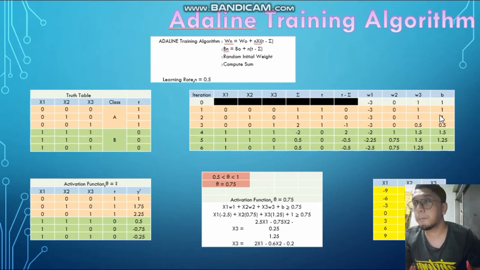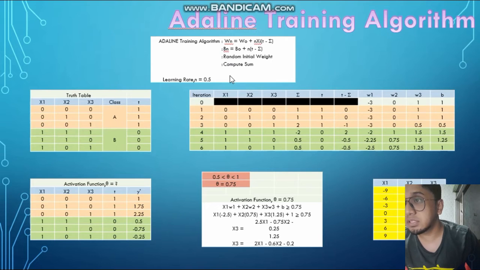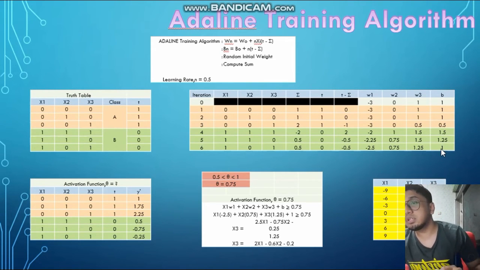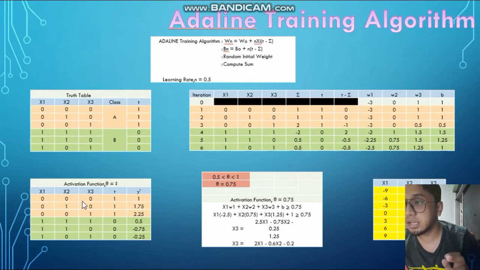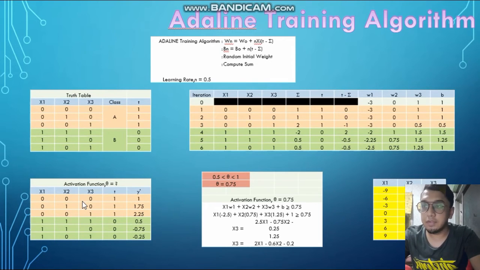So we use the formula until iteration number 6. After we calculate, we get the final values: W1 is negative 2.5, W2 is 0.75, W3 is 1.25, and the bias is 1. We will use these values in the activation function for the next calculations. Okay, we proceed to the activation function. We need the data from iteration number 6 to get the final value of y prime.